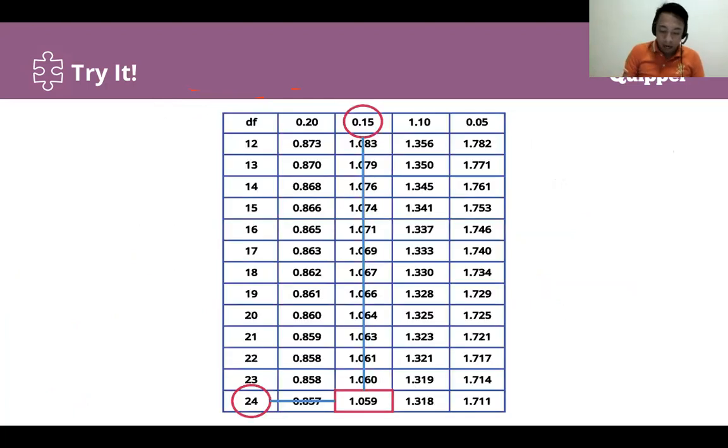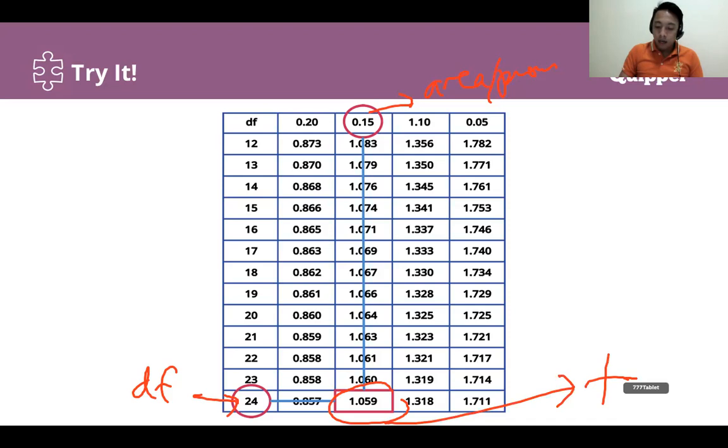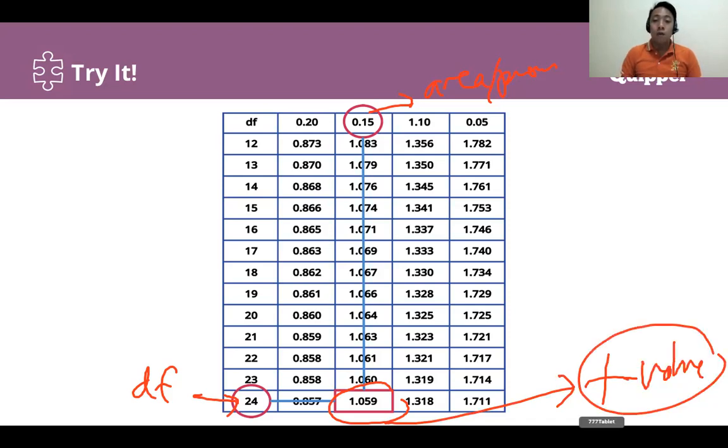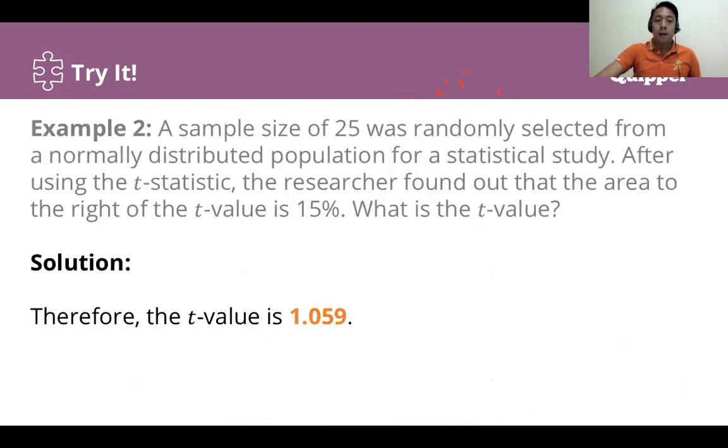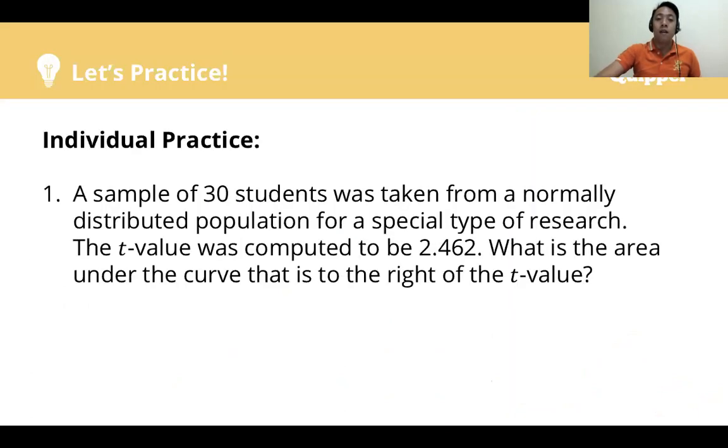0.15. And so we have here the df 24 and our area or the probability, which is 0.15 or 15%, and then we can now find their t-value. So the answer is 1.059. Okay, no need to use the formula. Tama? There's no need to use the formula if we have what we call the area in the bell curve in the what they call the 100 degrees of freedom. But if we don't have any area given, then we will use the formula. Okay? As simple as that. Okay? So therefore, the t-value is 1.059.